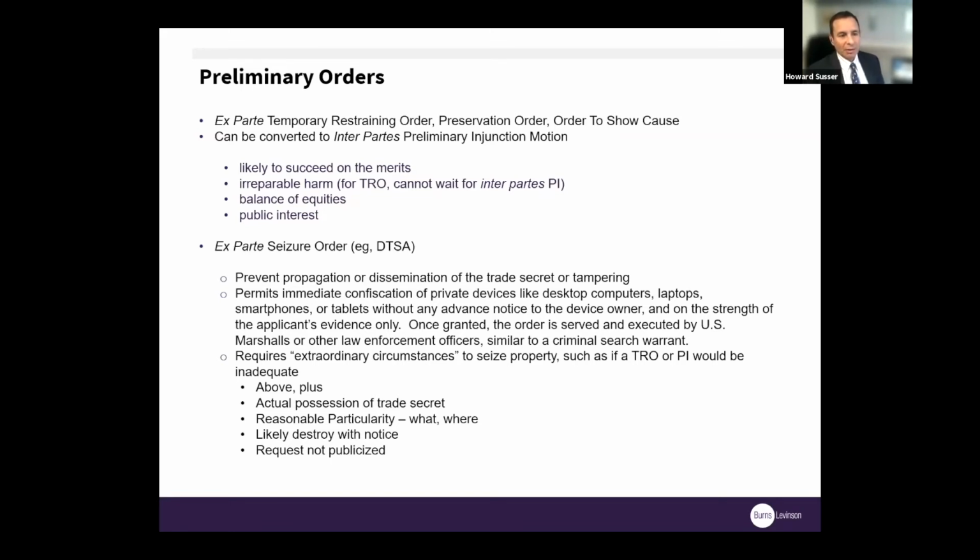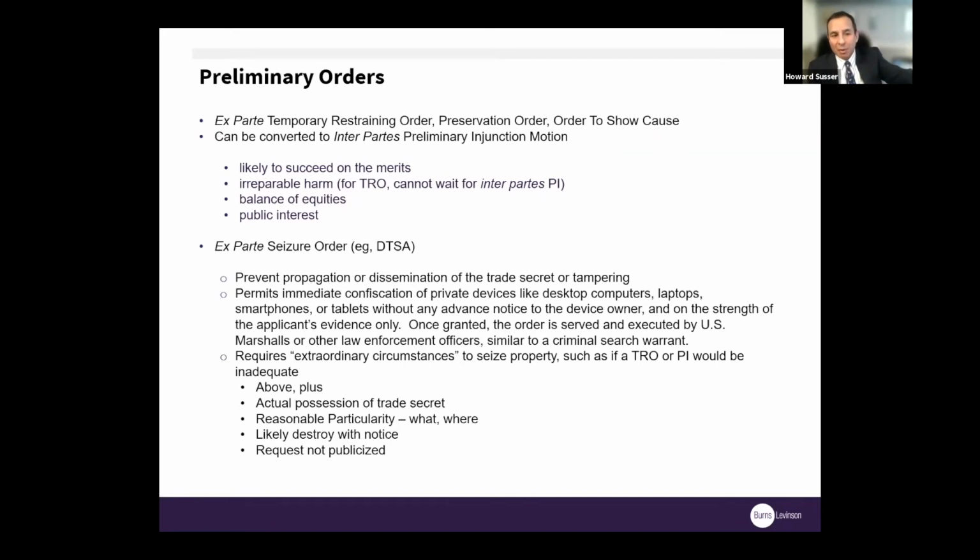preliminary order is the ex parte seizure order. This is rarely used, but in many cases it can be necessary. It is meant to prevent the propagation and dissemination of the trade secrets, or tampering, or if there's some strong suspicion that there's going to be a destruction of this evidence, or they're going to leave the country, or some other extraordinary circumstances, to seize the property, and that a TRO or a preliminary injunction would be inadequate.